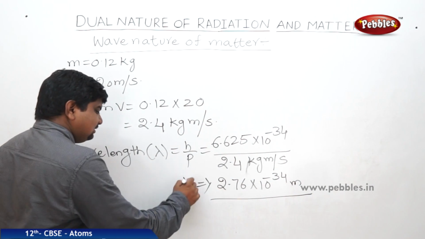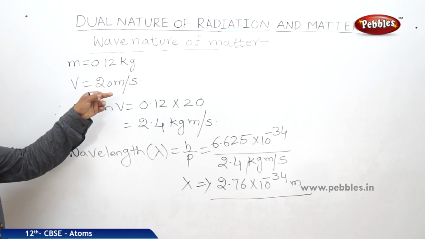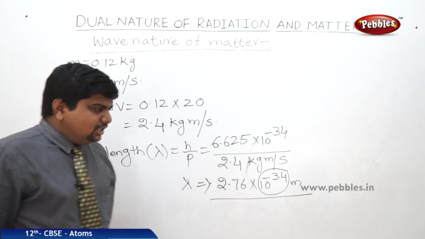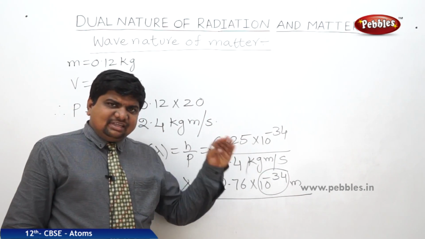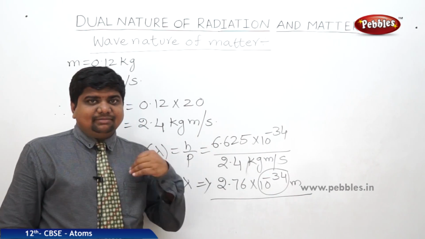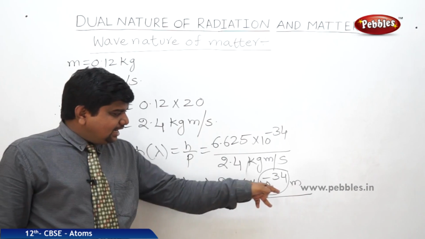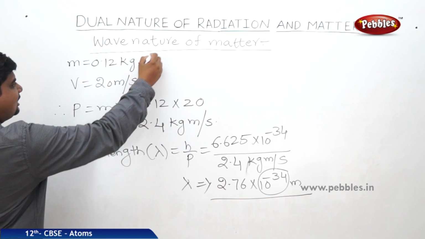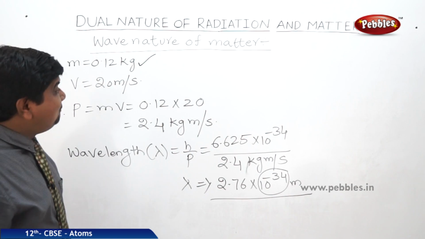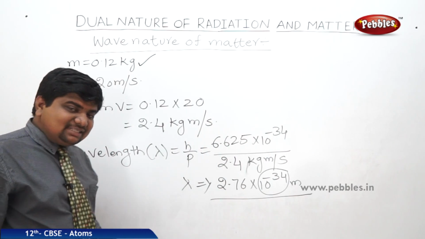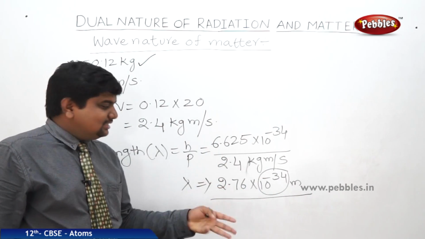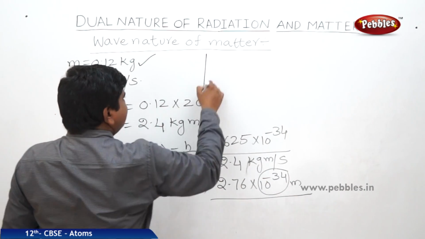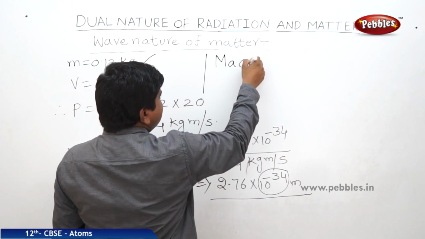It means the wavelength for this much mass of a body moving with this velocity is in the order of 10 to the power of minus 34. This is far smaller than our limit, beyond our limit. It means it is very difficult to find or observe this smallest wavelength. So if a body is macroscopic, meaning bigger size objects, they won't exhibit this wave-like nature because of the smallest wavelength. This is very, very important. So this is not valid for macroscopic objects.